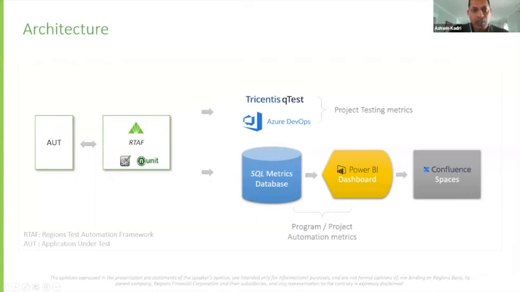So when you look at this architecture, we have the test management tools that provide metrics at a project level. And we have the SQL metrics database and the Power BI dashboard that provides information at a program or an org level, which can be drilled down into project level metrics.